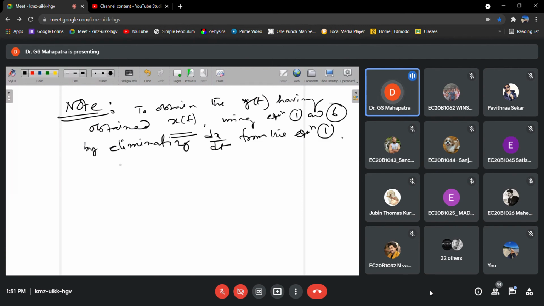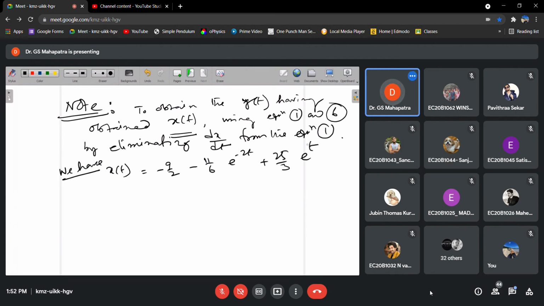So what is our answer? We now have the solution. x of t equals, what is the answer? Minus 9 by 2 minus 11 by 6 e to the power minus 2t plus 25 by 3 e to the power t.